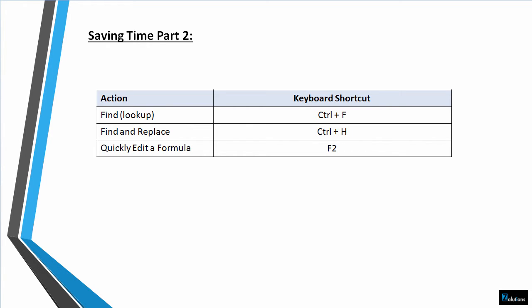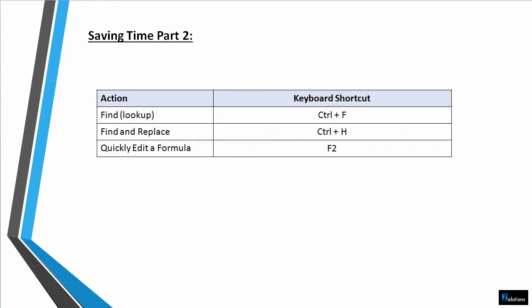If you want to find something in the worksheet really quickly, just click Ctrl+F. If you plan on finding something and then replacing it with something else, click Ctrl+H. This will open the Find and Replace dialog box.